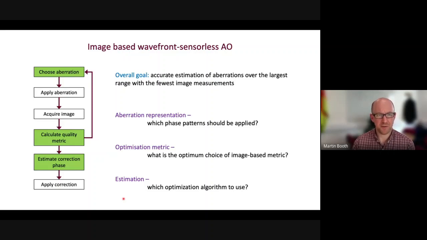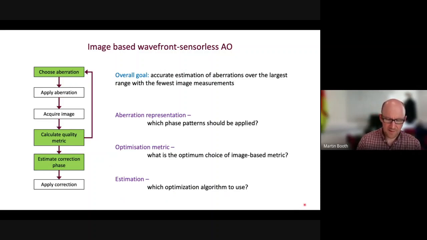The things we can control in order to do it, the aspects of these algorithms, include the aberration representation. In other words, which phase pattern should be applied when we take these measurements? What is the optimization metric? How do we extract useful information from the image in order to optimize this problem? And once we've done that, what algorithm do we use in order to do the estimation?